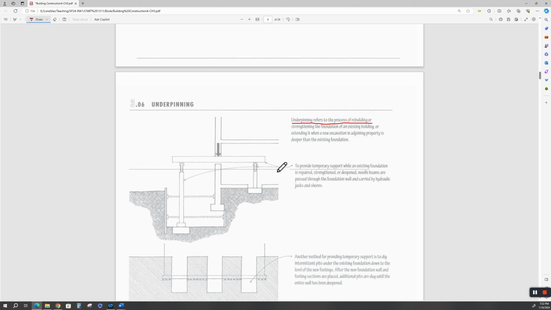You have to provide temporary support while an existing foundation is repaired, strengthened, or deepened. Needle beams are passed through the foundation wall and carried by hydraulic jacks and shores, and that's what these are here. These jacks, they jack the building back up, or try to jack it back up. Then they come in here and shim all of this, and sometimes they get lucky and they can pump high pressure concrete in here. Sometimes they can't.